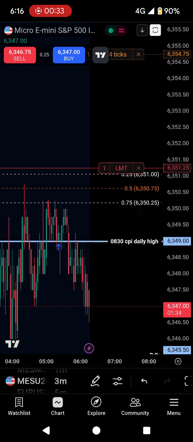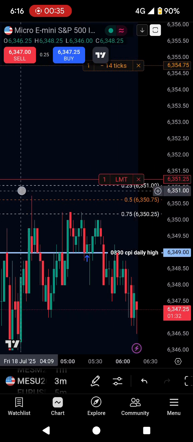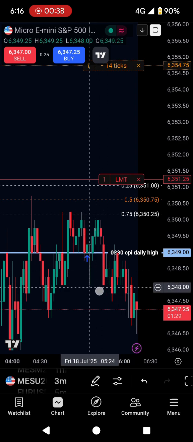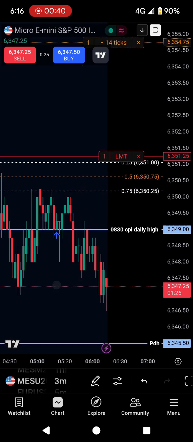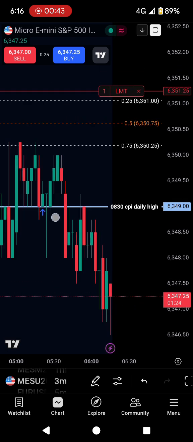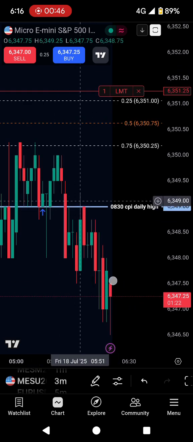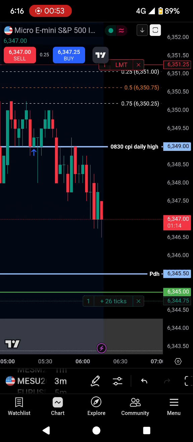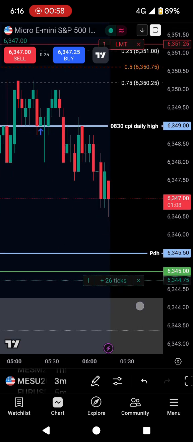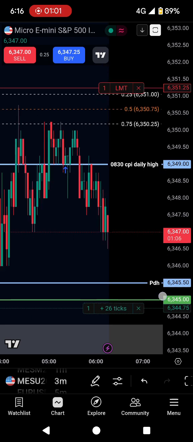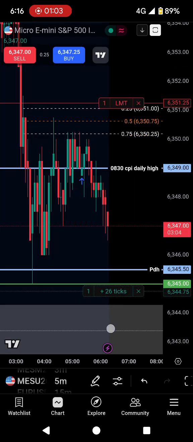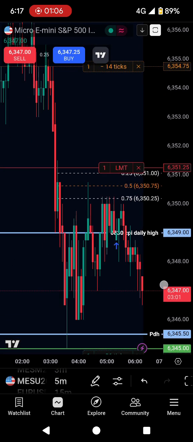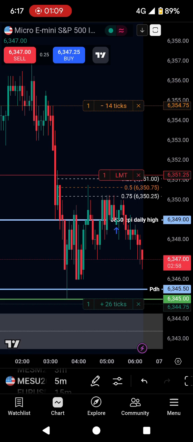Here on the 3 minute, we can see the CE wick rejection. Then we got a market structure shift here, a fair value gap here, at the old daily high, change to here. Now, seeing this, I would enter here at 6349 and aim for 6345. Okay, so that's it. Anyway, I'll still wait and see, and come back later.